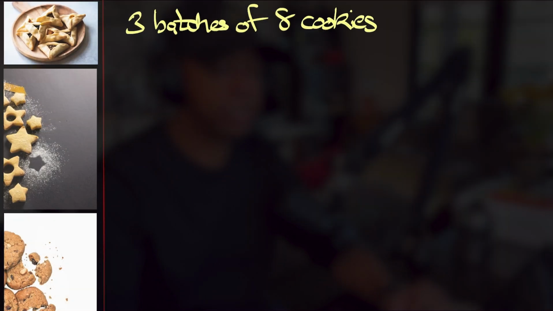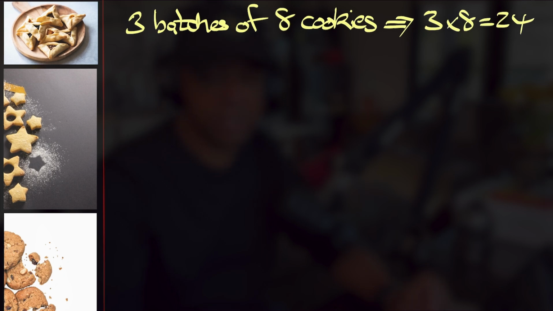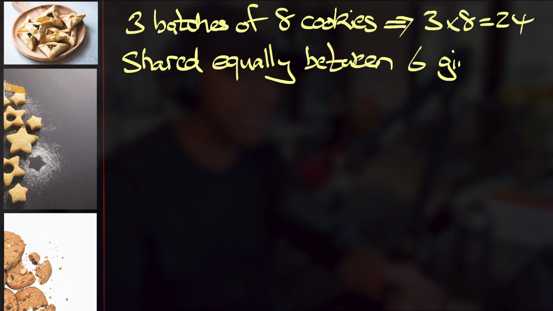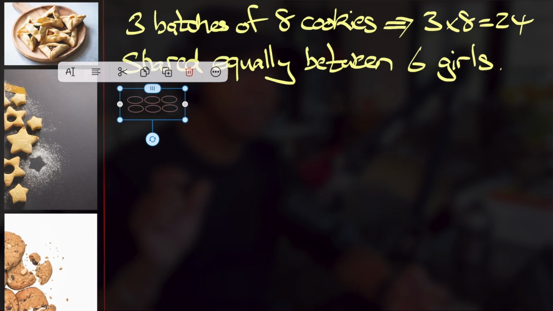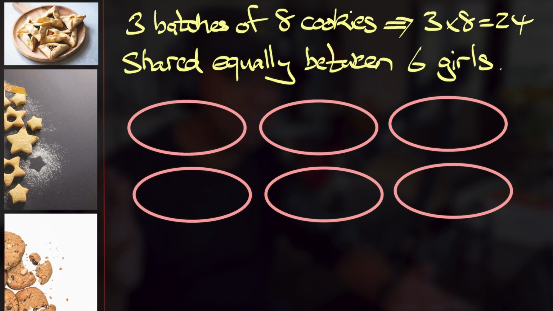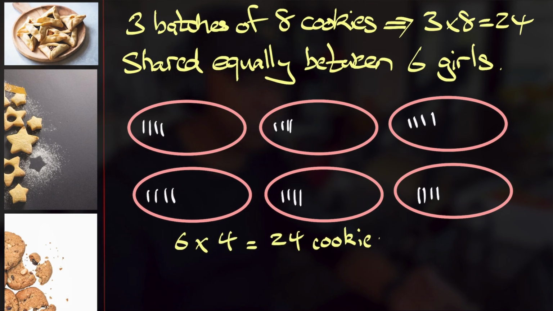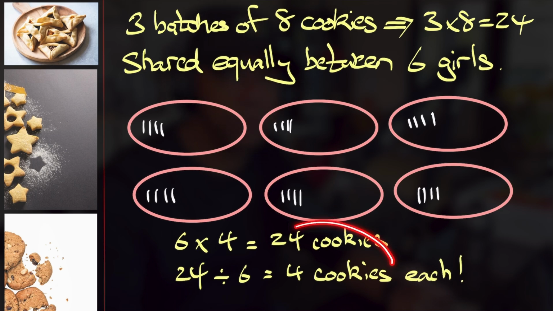So we've got 3 batches of 8 cookies, giving us 3 times 8, producing 24 cookies in total. I have to share these 24 cookies equally between 6 girls this time. I notice that the number of cookies I'm sharing, 24, is the same, but now I've got 6 groups, which means each girl is going to get fewer cookies. As I pass them out, I find out that each girl gets 4 cookies. 6 groups of 4 equals 24. 24 is my dividend, divided by 6, my divisor. I have 4 cookies for each girl.